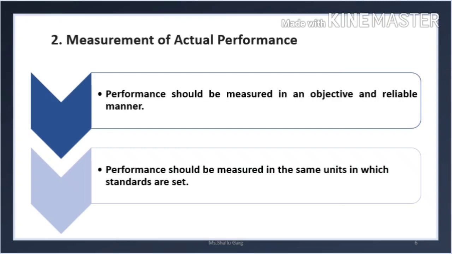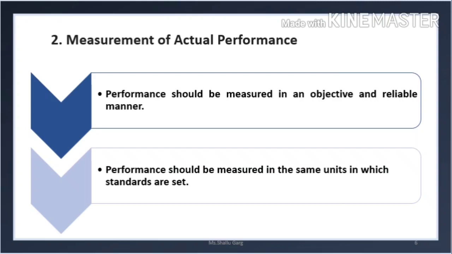Our second step is measurement of actual performance. While performing this step, you should keep in mind that measurement should be done in an objective and reliable manner. That means, while evaluating performance, there should not be any personal biasness by the evaluator.